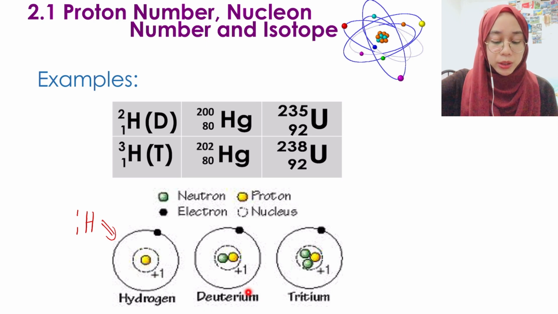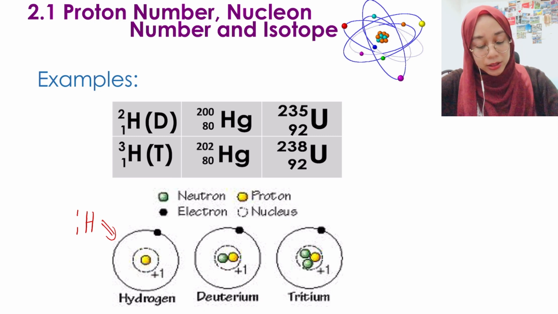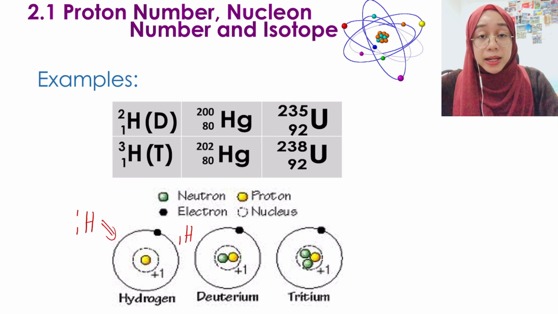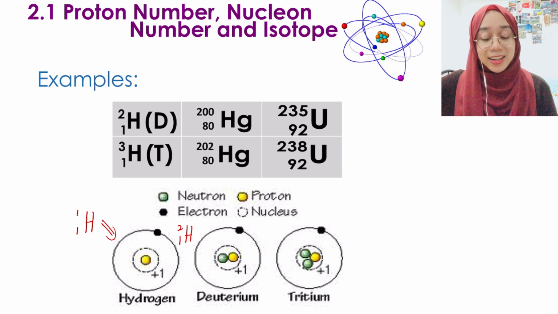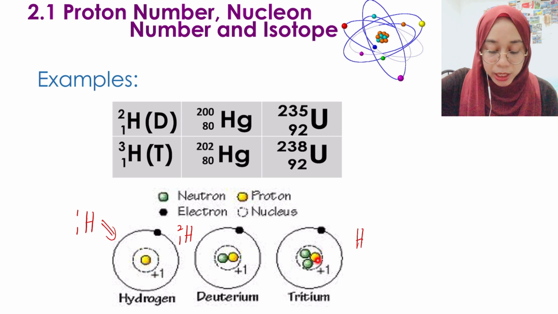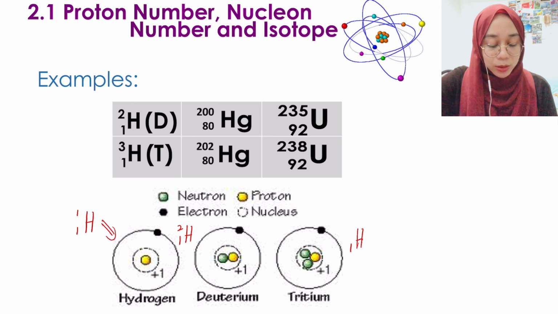Meanwhile, kita punya deuterium ni pula, deuterium ni pun hidrogen juga. But then, as you can see, dia ada satu proton and satu neutron. Bermaksud, kalau proton dia ada satu, tapi dia ada satu neutron, bermaksud nukleon dia jadi 2. Dan kalau kita punya tritium ni pula, as you can see, dia punya proton yang warna yellow ni ada satu. Maksud proton dia sama je, semua ada satu. The first one ada satu proton, second one ada satu proton, the third one pun ada satu proton.